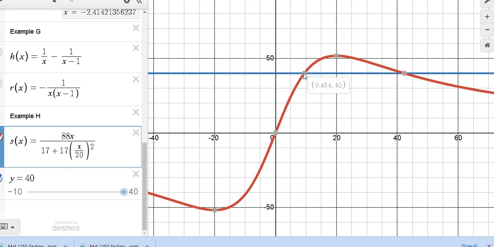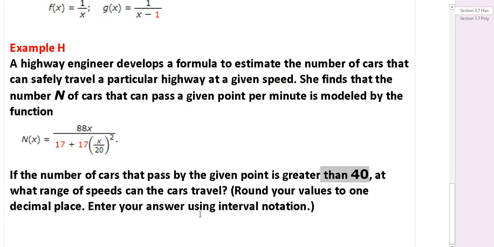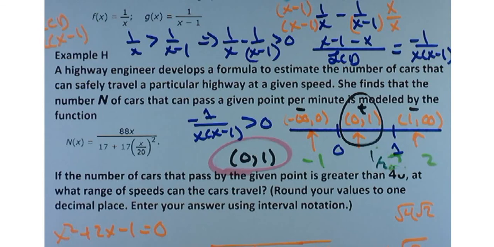The nice thing about Desmos is you can get these points real easy. You can find those points as well off your graphing calculator. But the number of cars that can safely pass is greater than 40 when the speeds are between 9.4. Actually, I think they ask you to round this to the nearest tenth here. Round your answers to 1 decimal place. So be careful about that. If you give it 2, it'll probably mark it wrong, which is annoying to me. I'm sure it's frustrating to you as well. Sorry about that. I wouldn't do that on a test.